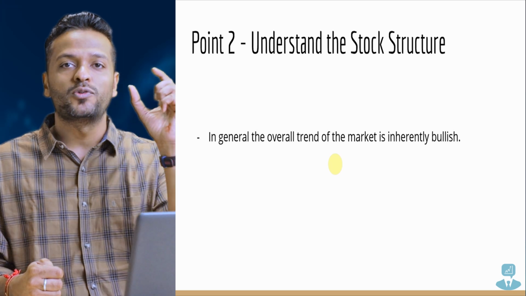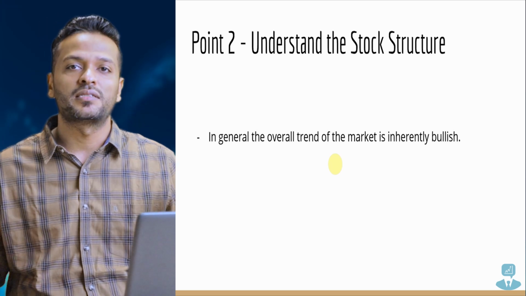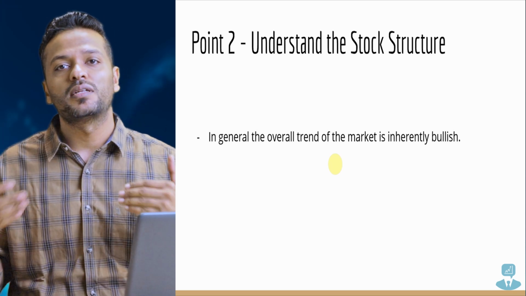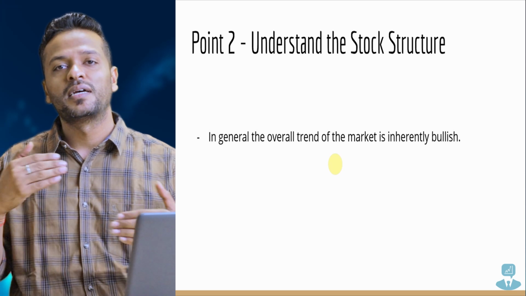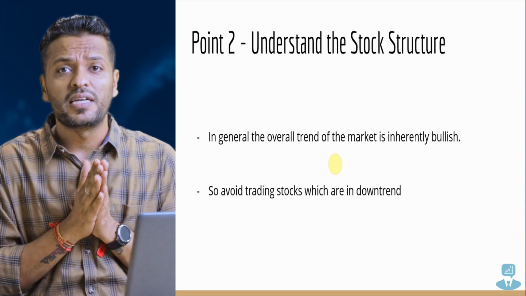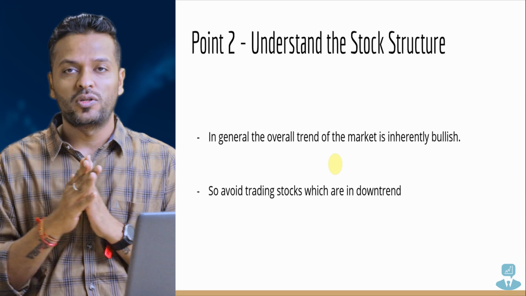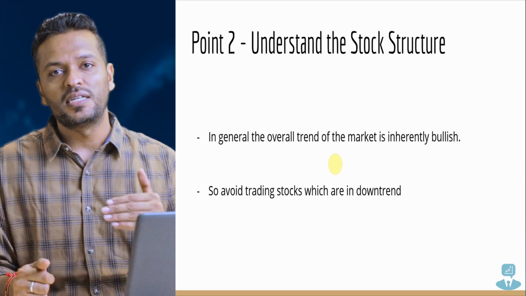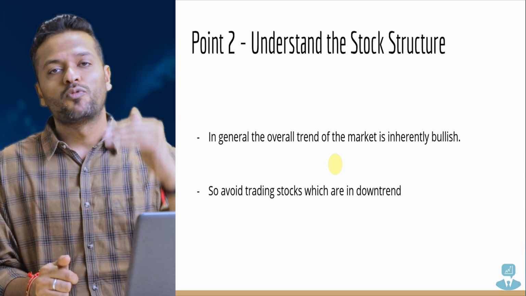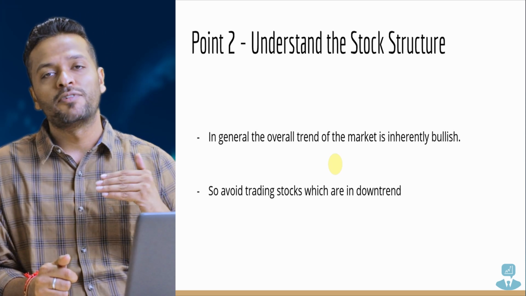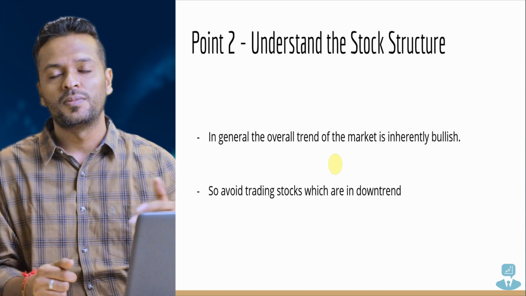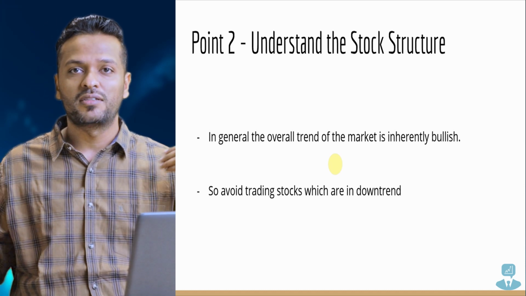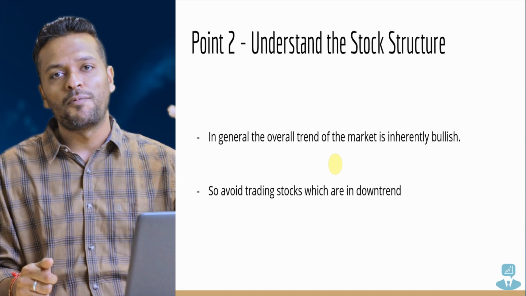You might have periods of 3 to 6 months where the market is in a bearish momentum, but eventually the market catches up and the momentum is inherently bullish. So avoid trading those stocks which are actually in a bearish momentum. The sentiment of the market is inherently bullish, so why trade or invest in stocks which are in a downward momentum? We have thousands of stocks in the market which are in an upward momentum.